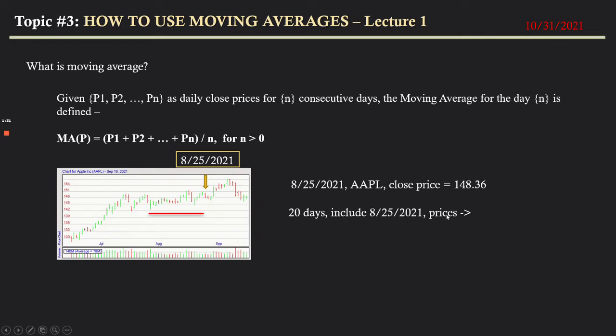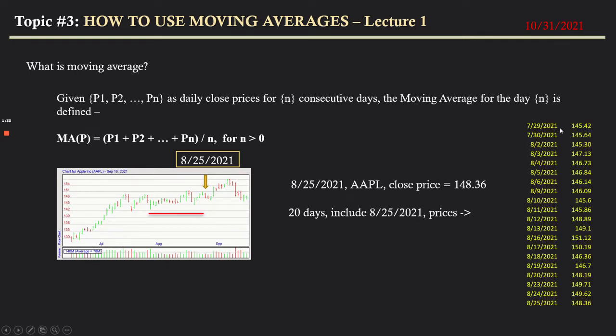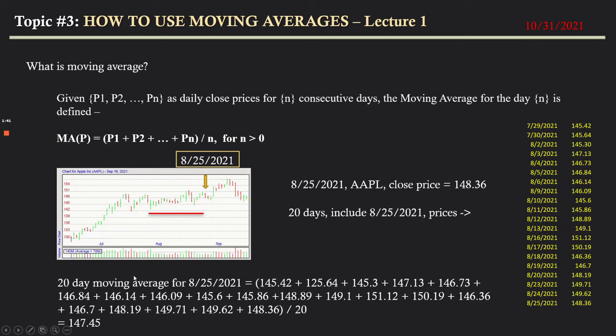For 20 days, you have a closing price for each day. So the moving average for this particular day is defined this way. You add these prices together, divided by 20, equals 147.45. This gives you this point, and this point is a moving average.